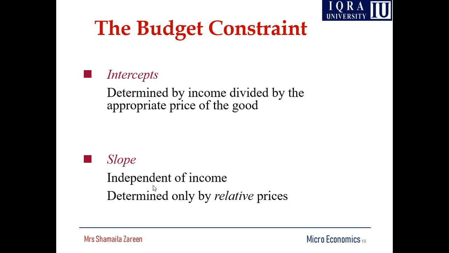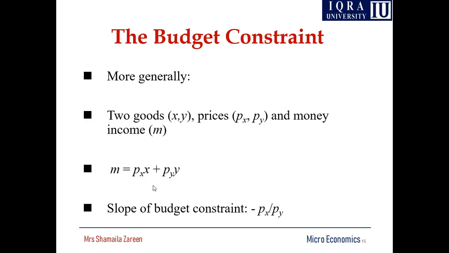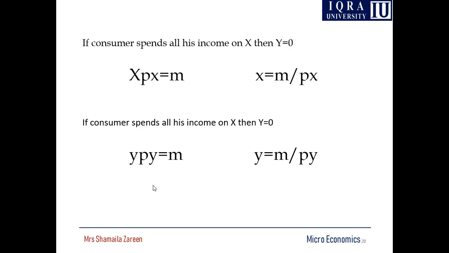And we have shown this in the budget equation. It has the intercept and slope. You can easily know the concept of intercept and slope. As you know, the intercept is determined by income divided by the appropriate price of the good, and the slope is independent of income, determined only by the relative prices.